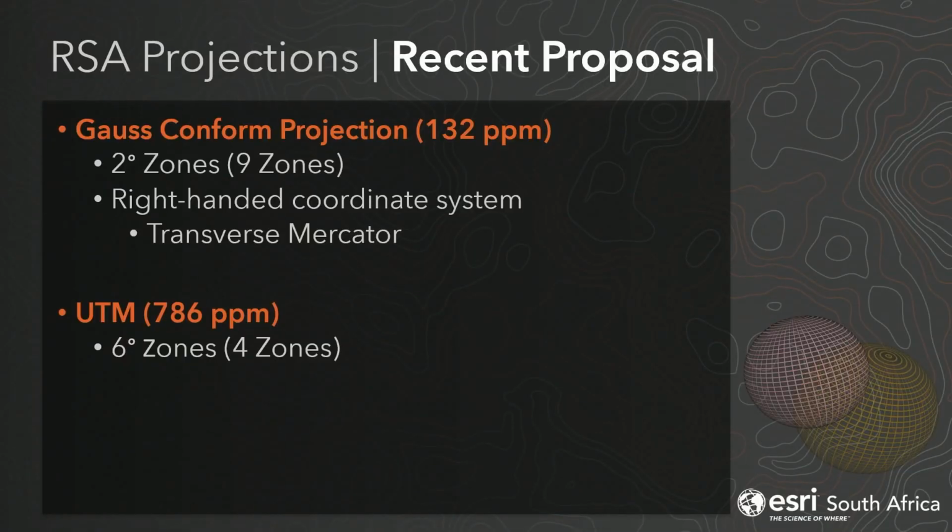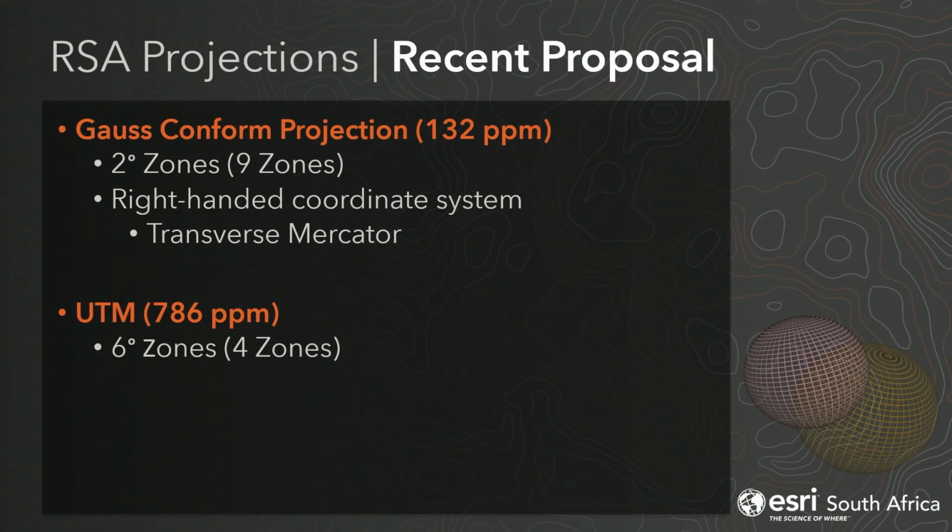So some of the options is to just move to a transverse Mercator. It has the same accuracy requirements, but we now work with a right-handed coordinate system and not a left-handed coordinate system. So we move straight away. There are no issues with accuracy, but the X's and Y's are now swapped, and we've removed the negatives.